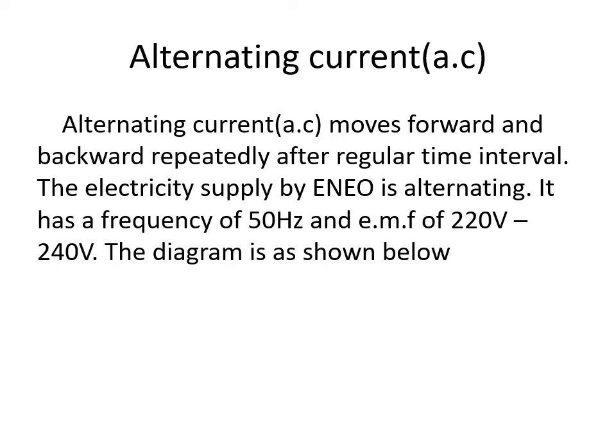If we move ahead, we're going to look at alternating current. Just from the word alternating, changing, alternating current means that it's a current that changes its direction with time. A good example is electricity supplied by NEPA, which is alternating.